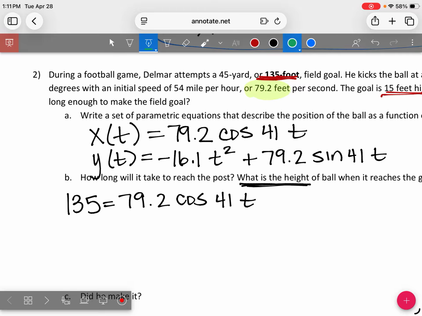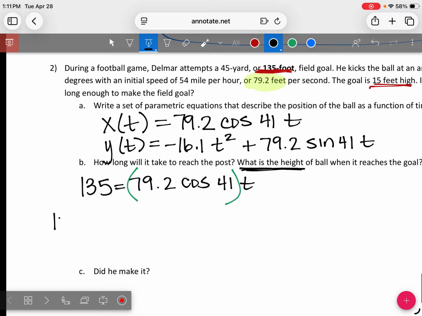This is a number. This whole thing goes together. So you're dividing both sides by 79.2 cosine 41. So in your calculator, you're typing in 135 divided by 79.2 cosine 41. That's just going to tell me how long it's going to take for it to reach the goal. So what is the time that it will take for the ball to reach the field goal?